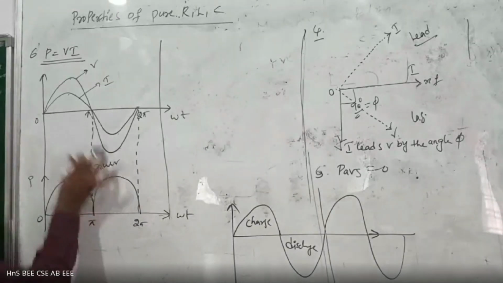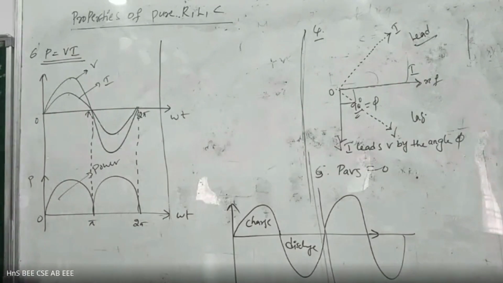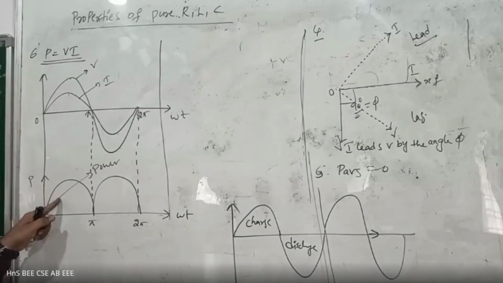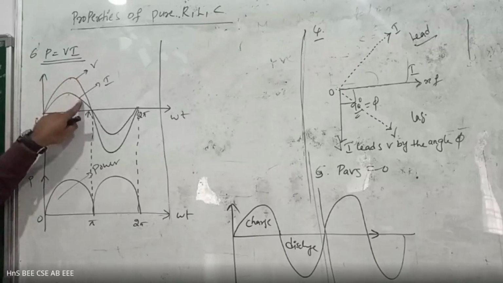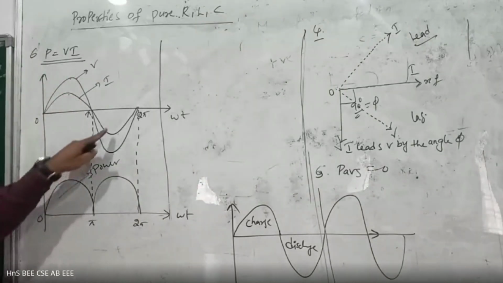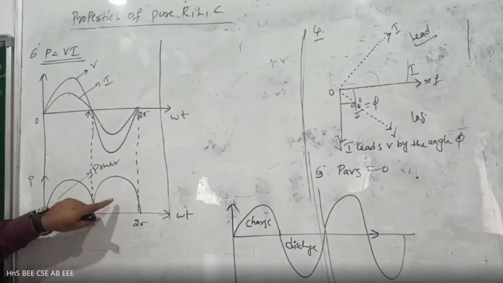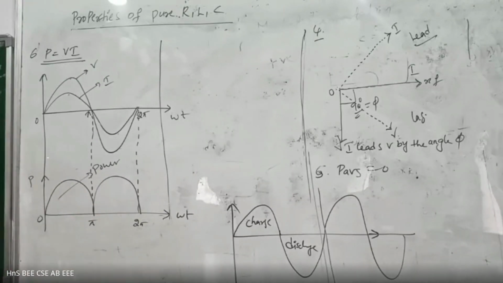Okay, simply power equals voltage into current. You have to multiply these two terms, then we can get the power wave. Plus into plus, plus; minus into minus, plus. Okay, this is also plus. This is an important power curve waveform.